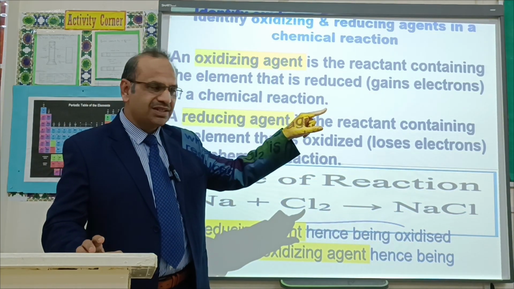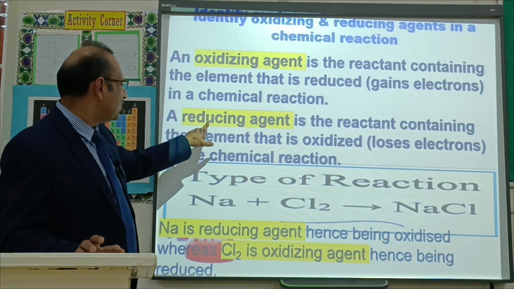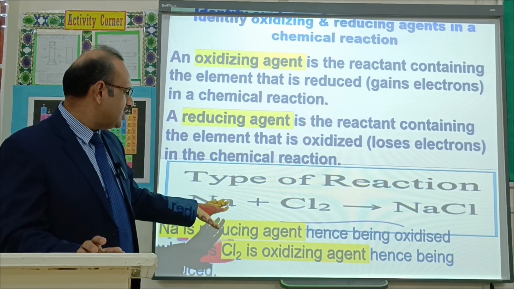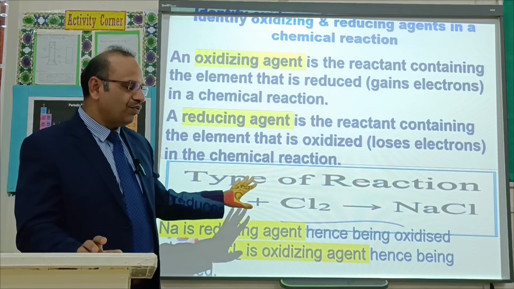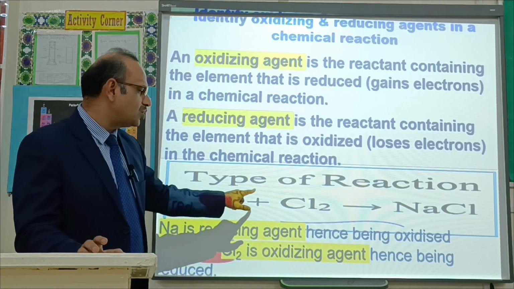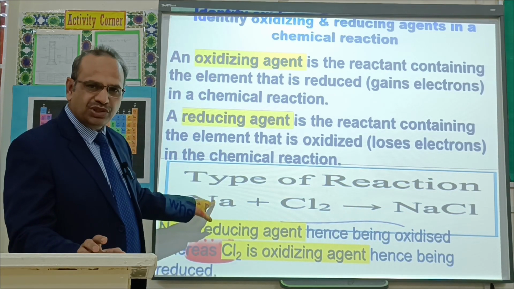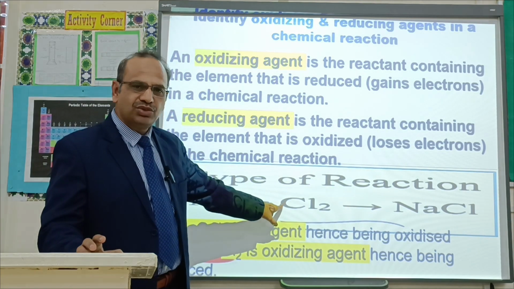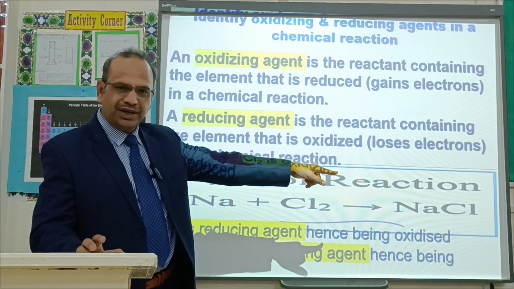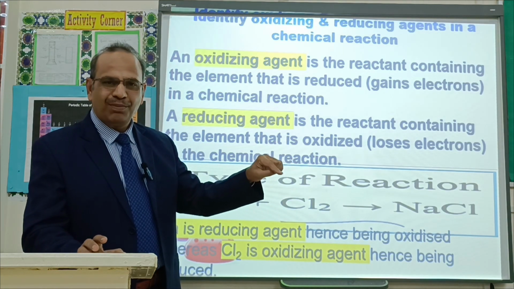Next, oxidizing agent and reducing agent. An oxidizing agent is a reactant containing the element that is reduced in a chemical reaction. A reducing agent is a reactant containing the element that is oxidized. Here I give you an example in which we can identify which one is the oxidizing agent and which one is the reducing agent. If sodium is allowed to react with chlorine, it gives you sodium chloride. Here the oxidation state of sodium is 0 and of chlorine is also 0, and in sodium chloride, the oxidation state of sodium is +1 and chloride is -1.